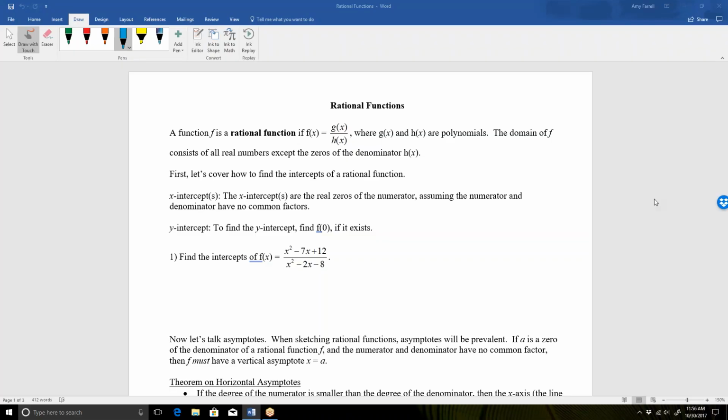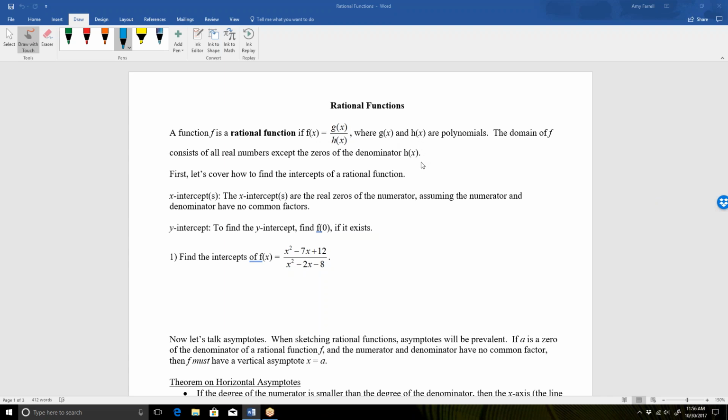In this video, we're going to look at rational functions. There is a second video that includes some graphing, but in this video, we're just going to discuss how to find the important features of a graph of a rational function. So like I said, there is a second video that you can check out that actually takes you through the graphing process.